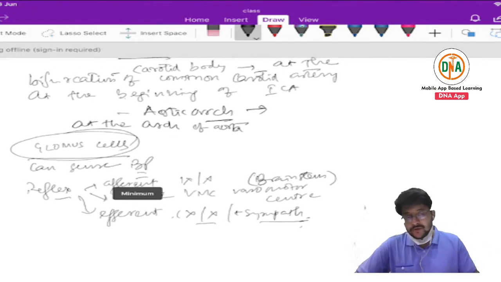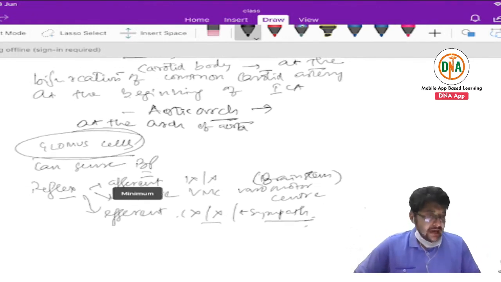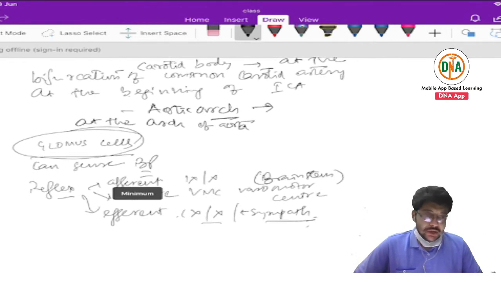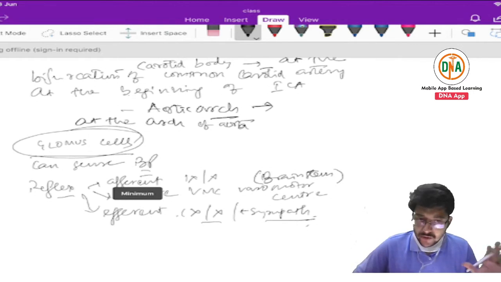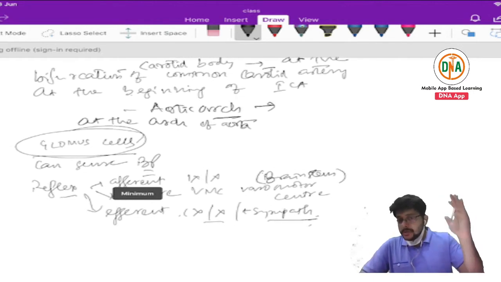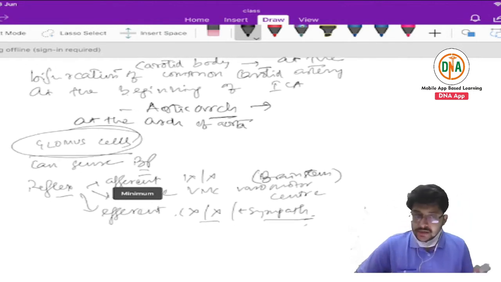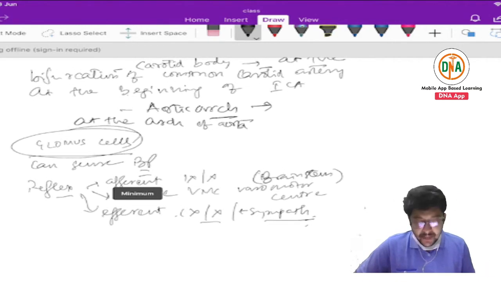For the people who have joined a little later after the break, we are talking about blood pressure regulation or CVS regulation. Both are almost the same. Now we are talking about the short term, intermediate term and long term. In the short term, the first most important is the baroreceptor.